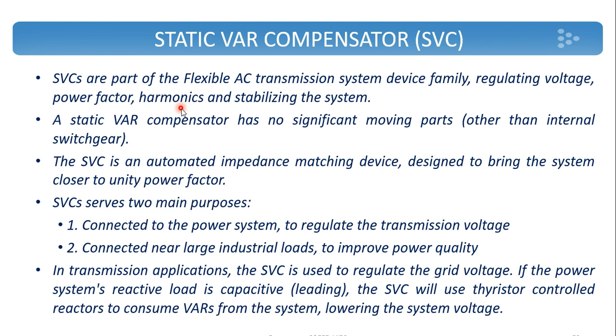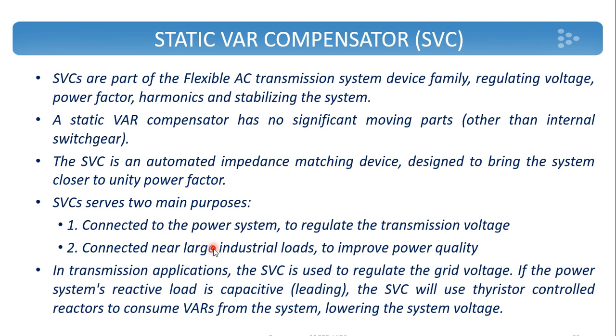Harmonics are current or voltage components with multiples of the actual frequency. A static var compensator has no significant moving parts as it is made of power electronic components. There are no moving parts. The SVC is an automated impedance matching device designed to bring the system closer to unity power factor. So power factor can be increased up to unity.